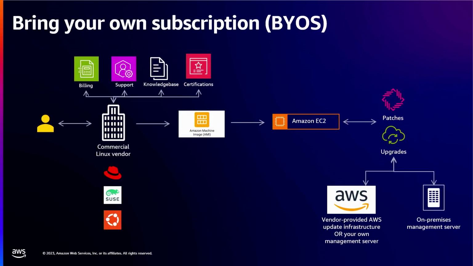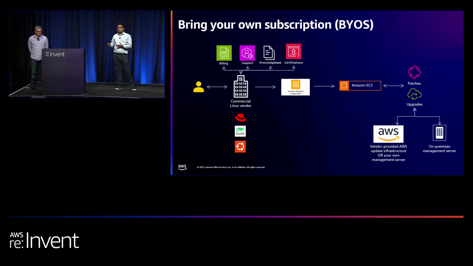So as I mentioned, in case of BYOS, you purchase the subscriptions directly from the OS vendor, which means you have the billing and the support relationship with the OS vendor. Typically, these will be annual subscriptions that you're purchasing from them, and you will have access to Amazon machine images that you can then deploy on EC2. Once you have your workloads running on EC2, you get access to ongoing upgrades and patches through the vendor-provided AWS infrastructure or through your own management repos that you can deploy on AWS or on-premises.